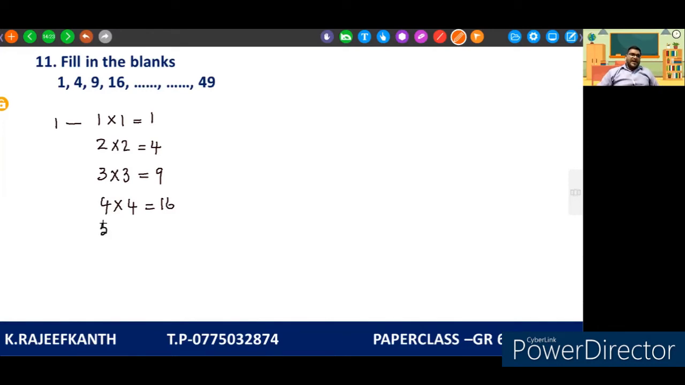So if you want to find the fifth square number, then we have to multiply 5 by 5, that is 25. Then the sixth square number is 6 times 6 is equal to 36. Here they have given the seventh square number, 7 times 7 is equal to 49. So in these two blanks, we have to write 25 and 36. This 25 is the fifth square number, 36 is the sixth square number.